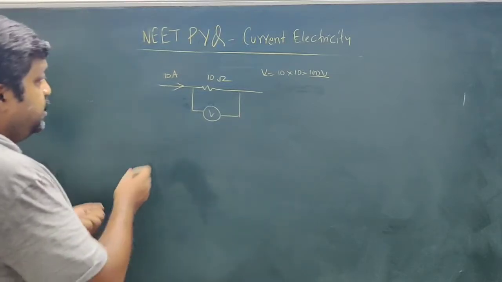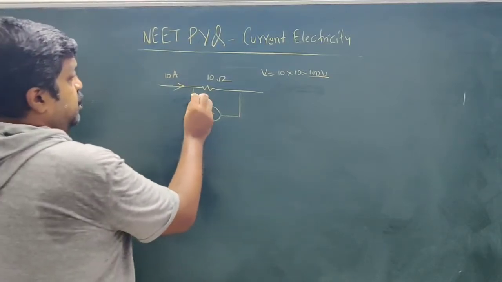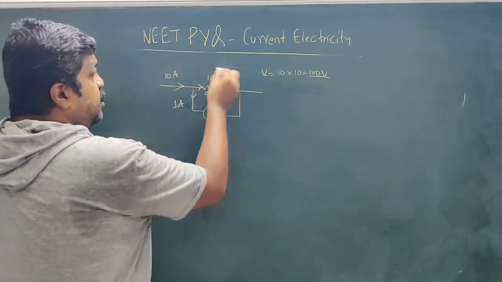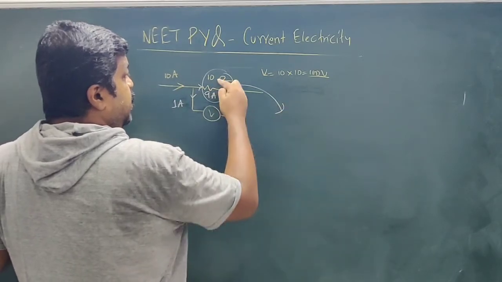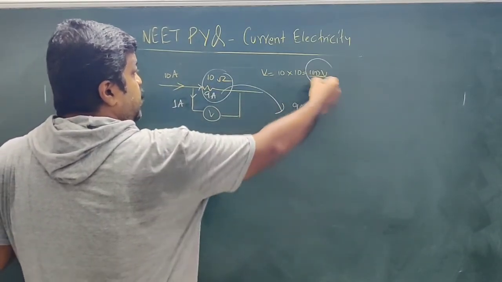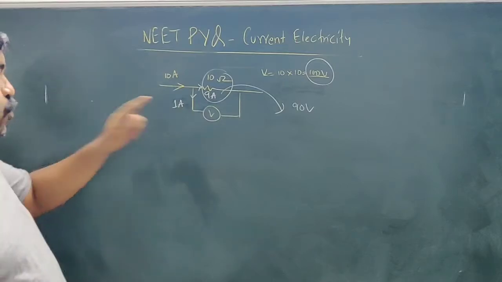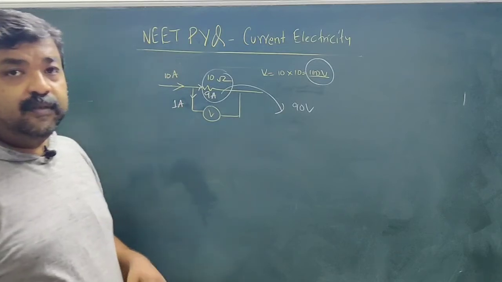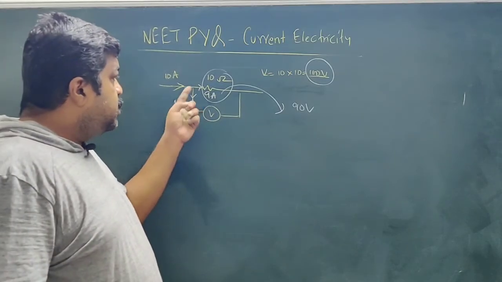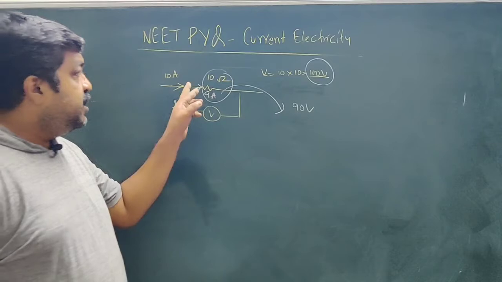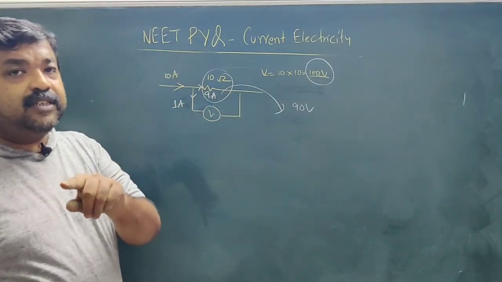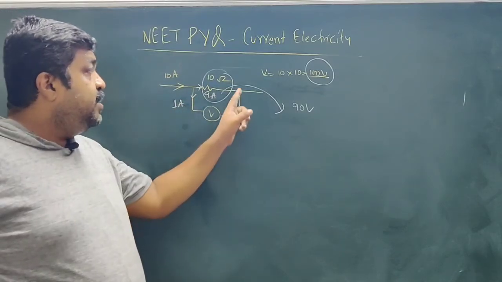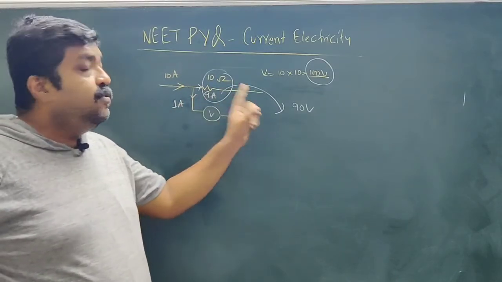But actually what happens is, when this current comes, some current flows through the voltmeter. Suppose this is 1 ampere, so here it is 9 ampere, so the voltage is 10 into 9, so 90 volt. But the actual reading should be 100 volt. So this voltmeter is not showing the actual value. Why? Because it is also drawing some current. Why is it drawing current? Because this circuit does not have infinite resistance. An ideal voltmeter will have infinite resistance. If the resistance is infinity, no current will flow through this path, and the entire current will flow through this path.